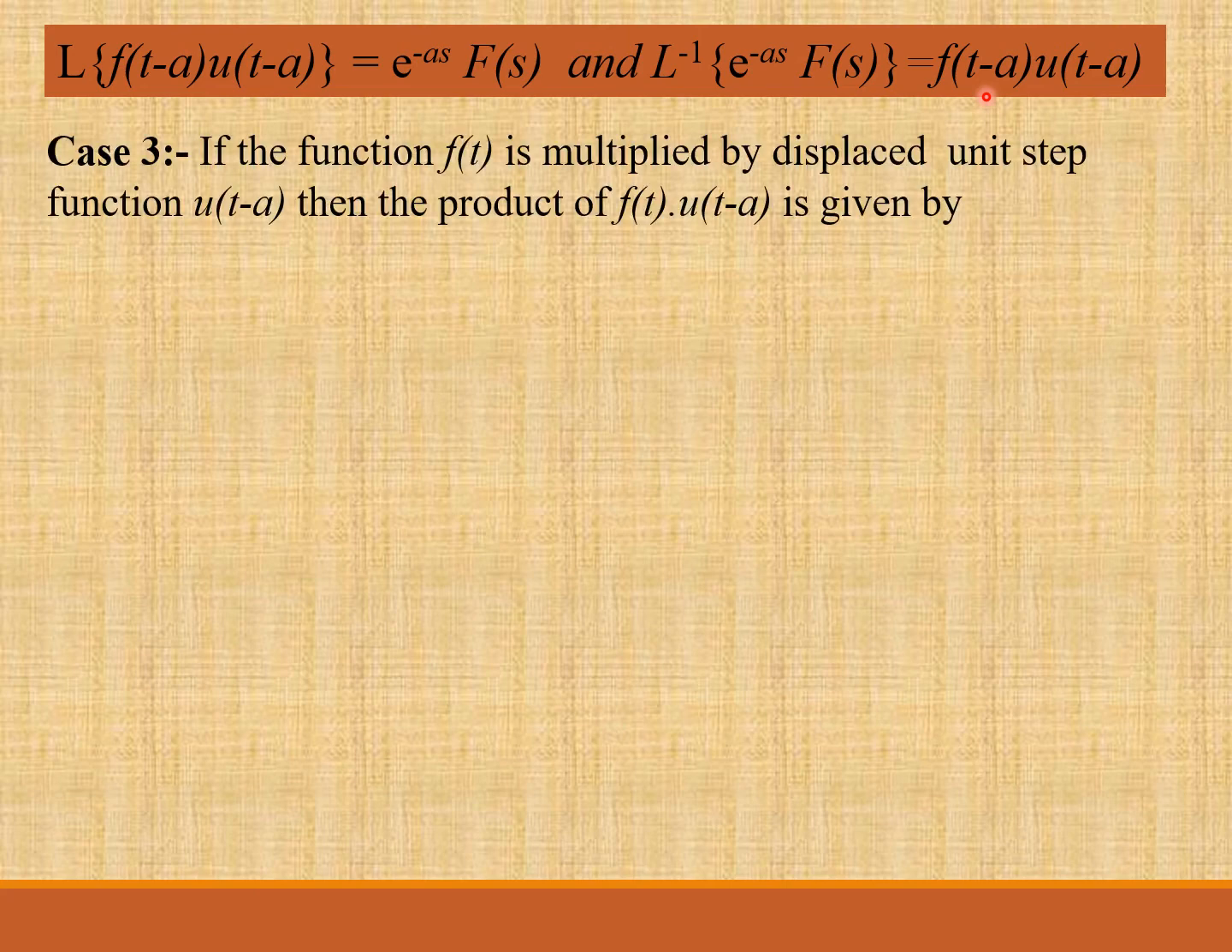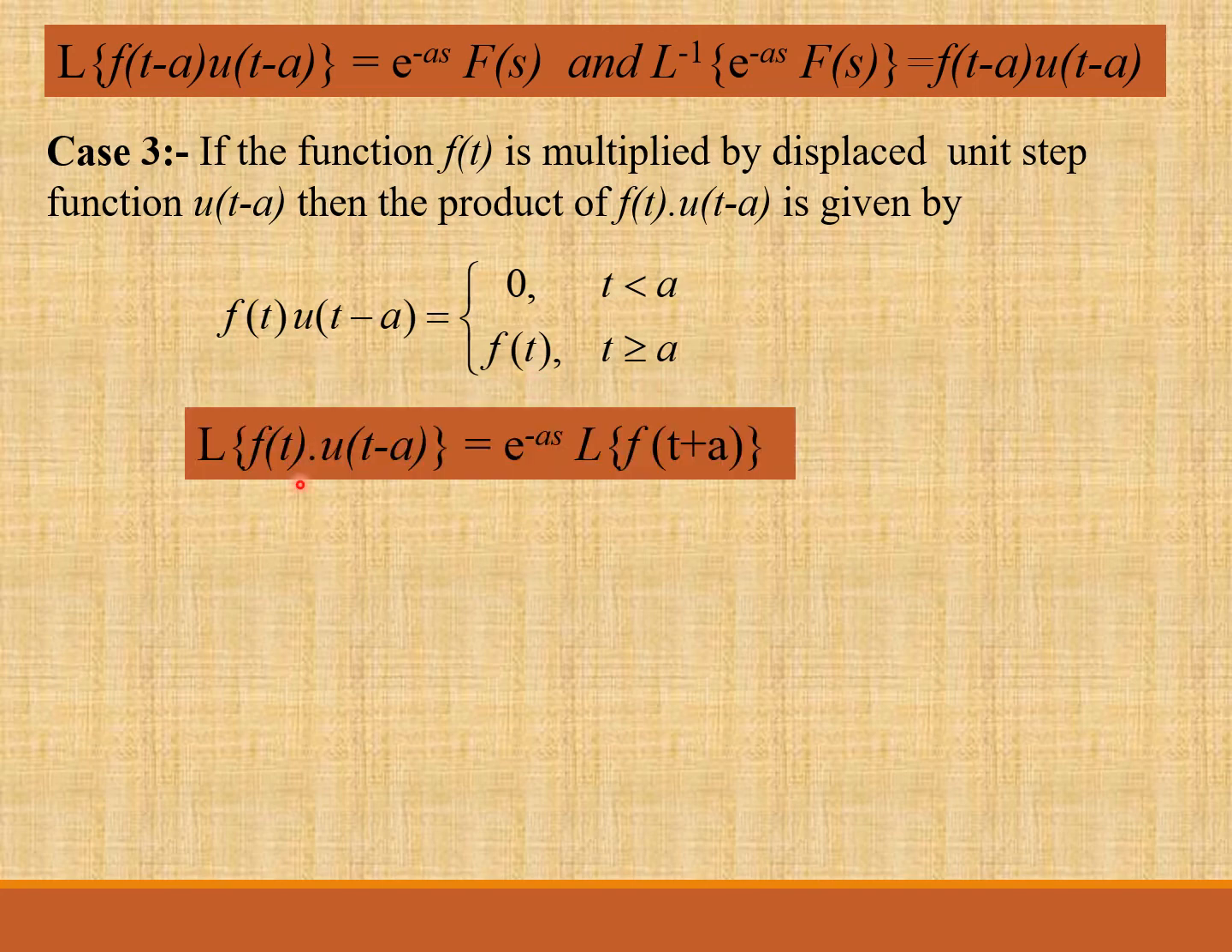Now the third case is very important for us. If the function f(t) is multiplied by the displaced unit step function u(t−a), then the product f(t)·u(t−a) is equal to 0 for t less than a, and it is equal to f(t) for t greater than or equal to a.